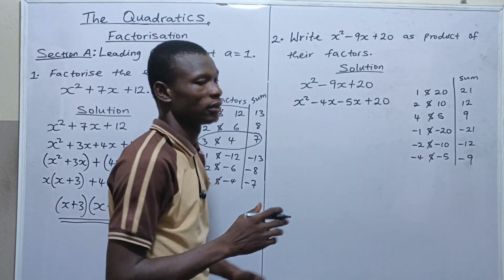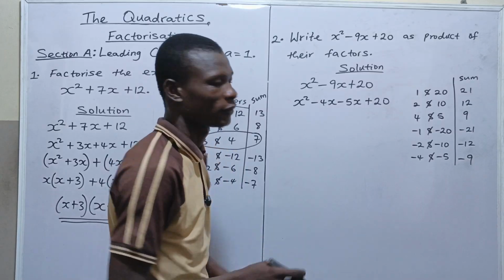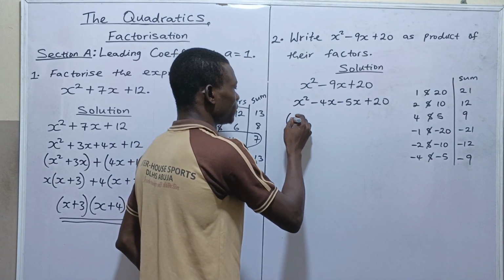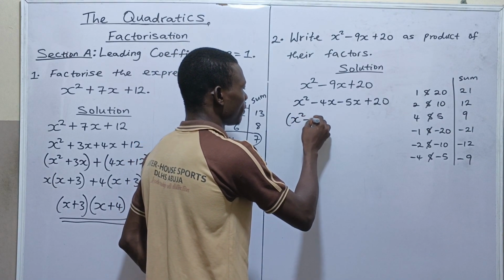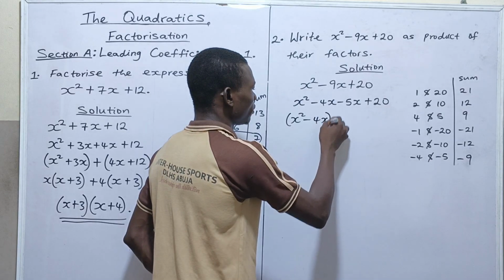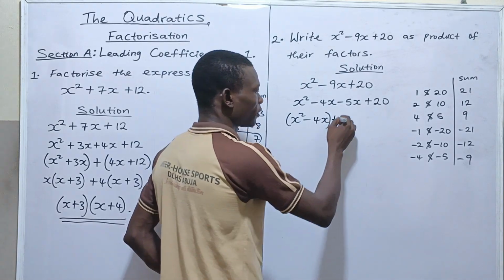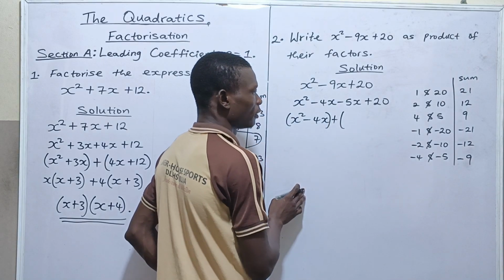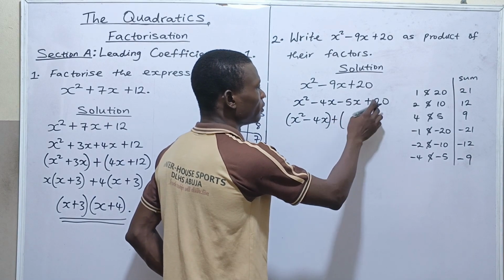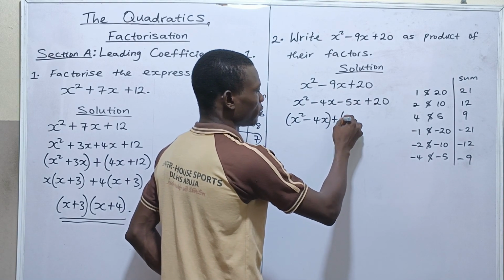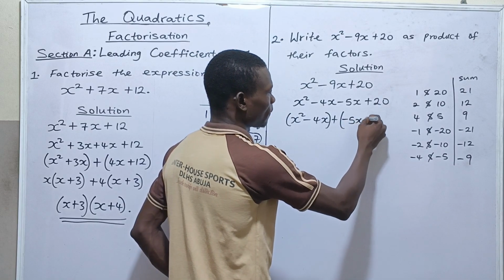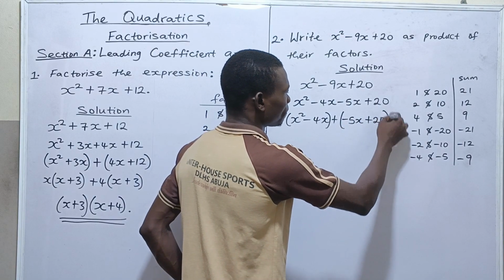So the next thing now is to put them into two separate brackets. Open the first bracket and put x squared minus 4x, close the bracket. Then immediately after that bracket, put a plus sign, then open the second bracket and put the next two terms. This is minus 5x, so it's going to be written as minus 5x plus 20.